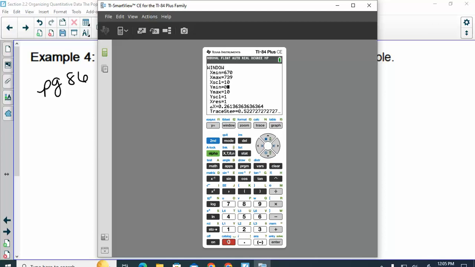Y min is going to start at 0 because we're just drawing bar graphs, so the lowest would be 0. Y max, we just have to make sure it's higher than the highest value. The highest frequency we had was 11, so maybe I'm going to go to 15. And then push graph. We should have a beautiful histogram with the class width of 10 plotting all of our data.